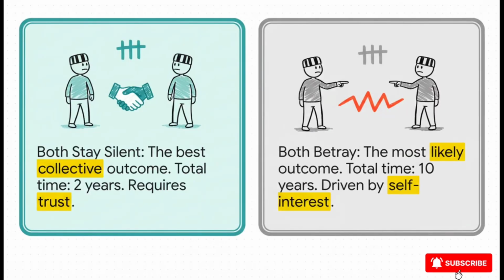And this is the heart of the paradox. Just look at the options. If they could both just trust each other and stay silent, they'd each only get 1 year in prison. That's a total of 2 years, clearly the best outcome for them as a team. But because they can't communicate, pure rational self-interest pushes them both to betray the other. And the result? They both get 5 years. Their logical choices lead to a worse outcome for everyone.